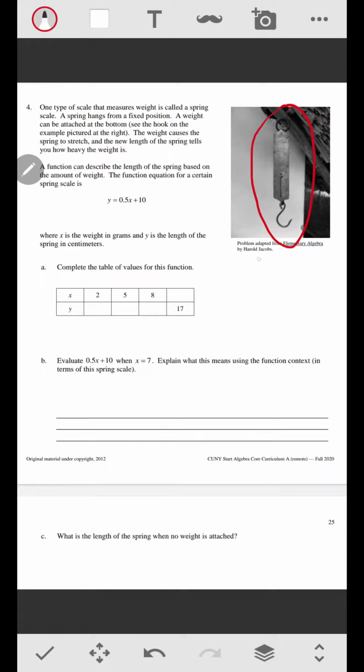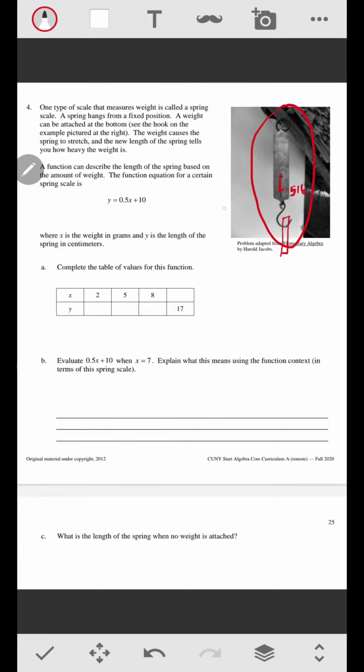A spring hangs from a fixed position. So you can see from this picture a spring hangs from this, and a weight can be attached at the bottom. Here you can see a hook, and so you can hang any object here, and what's going to happen is that this will start dropping. So let's say it stops here, and from here we can read, let's say this is 5 lb, and it's going to tell what's the weight.